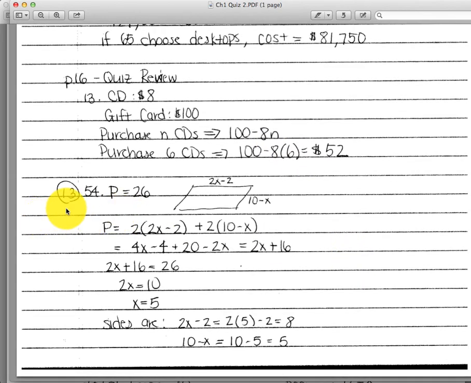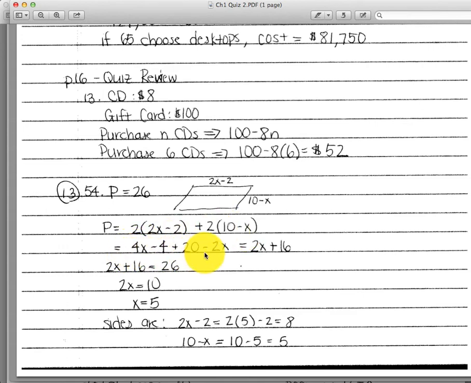On 1.3, number 54, it gave you a parallelogram, and it said that these two sides were 2x minus 2, and then these two sides were 10 minus x. And so for the perimeter, you just sum up all the sides. Since there were 2 of them that were 10 minus x and 2 of them that were 2x minus 2, I just wrote 2 times (2x minus 2) plus 2 times (10 minus x) as the perimeter.